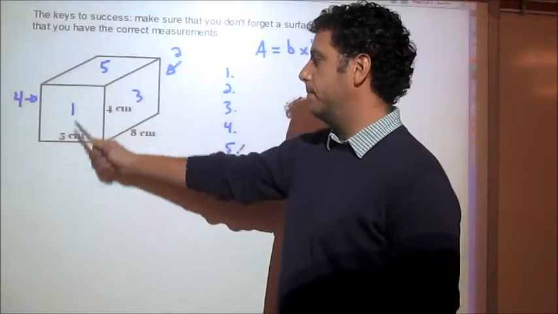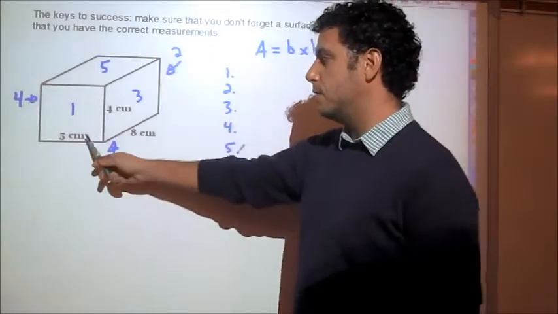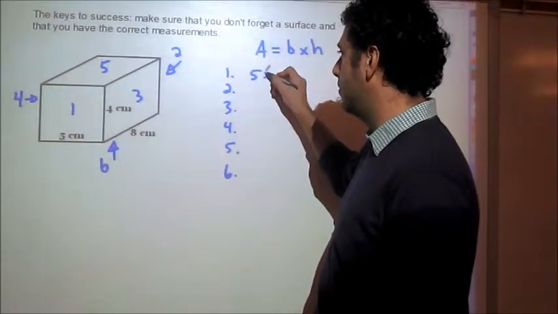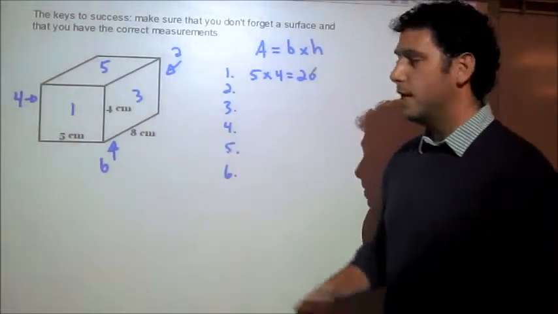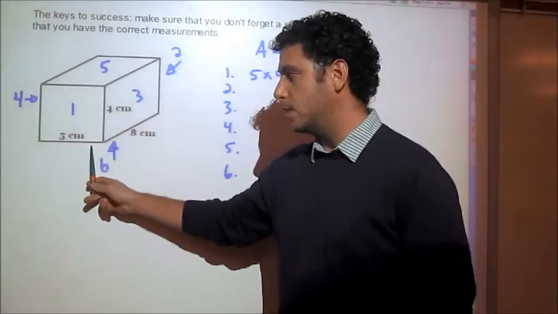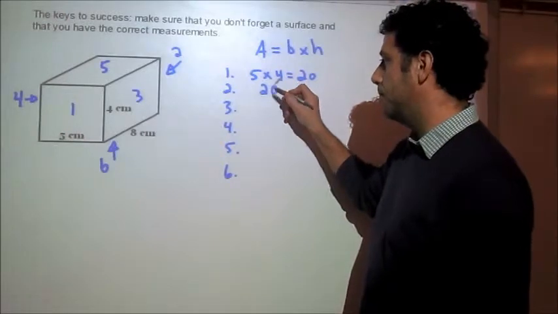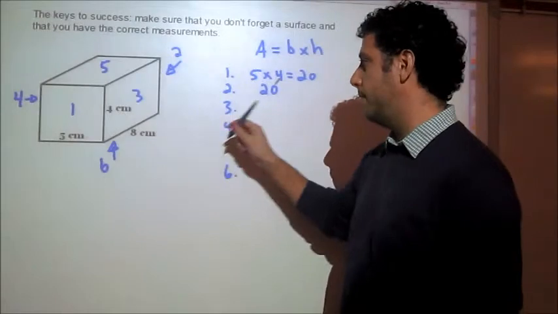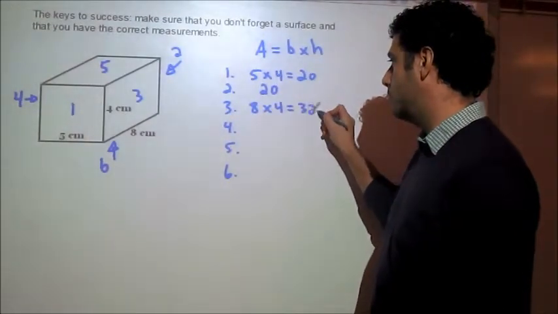So side number 1 has a base of 5 and a height of 4. Here's where you have to be careful. You just have to make sure that you're using the right measurements. So 5 times 4 is equal to 20. Side number 2 is actually going to be the same as the front. The dimensions will be the same. The base will be 5 and the height will be 4. So I'm just going to put 20 here. The third side has a base of 8 and a height of 4. 8 times 4 is equal to 32.